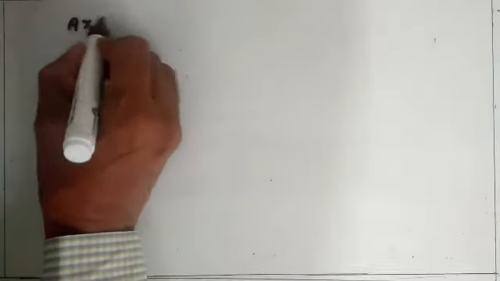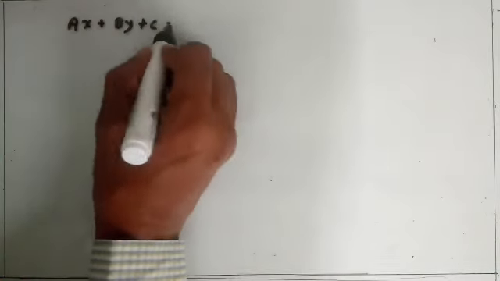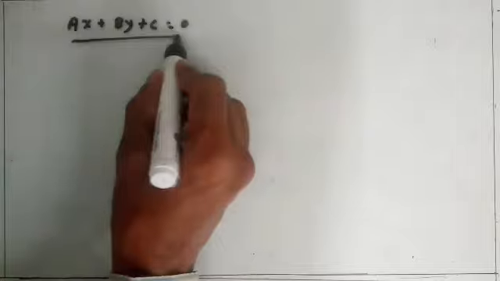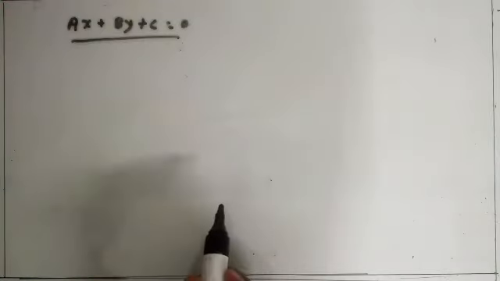Hello friends, now here we discuss different forms of ax + by + c = 0. Remember, ax + by + c = 0 is the general equation of a line. Now here we get different forms of this equation.